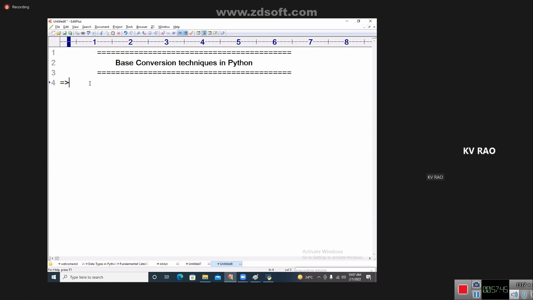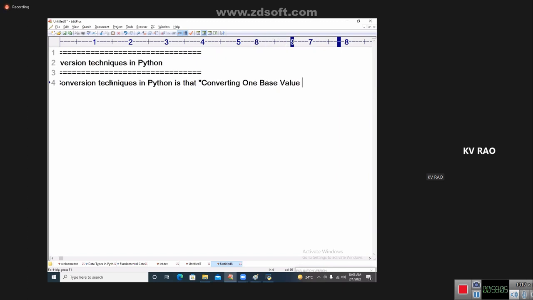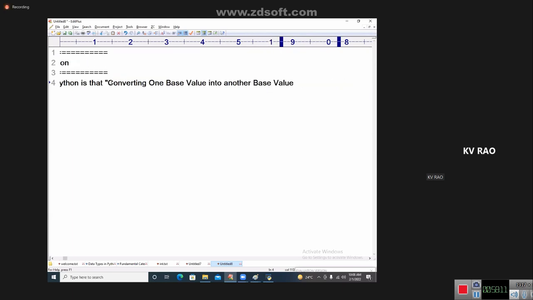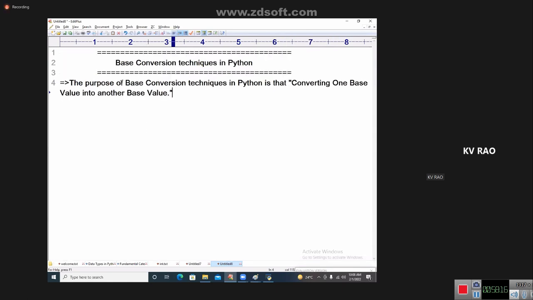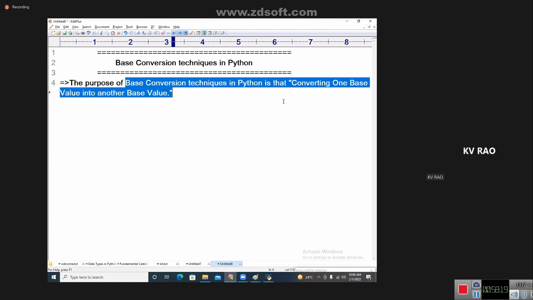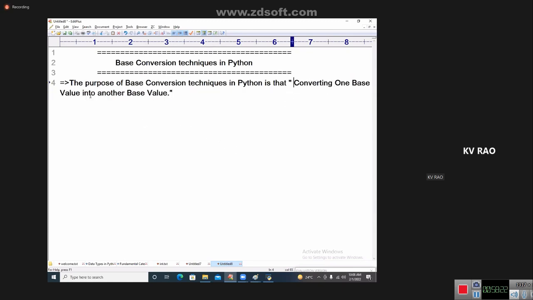Okay, right. So what is the purpose of base conversion techniques? The purpose of base conversion techniques, I'm writing here. The purpose of base conversion techniques in Python is converting one base value into another base value.